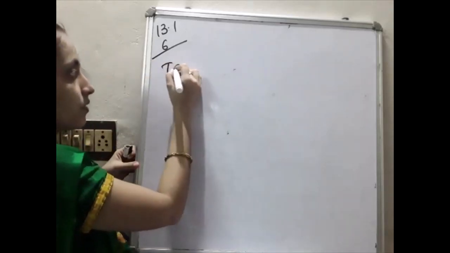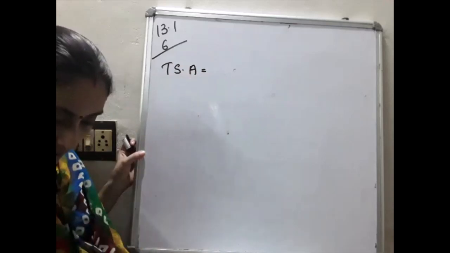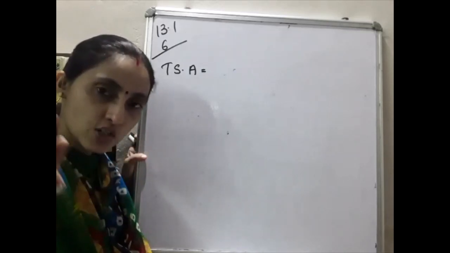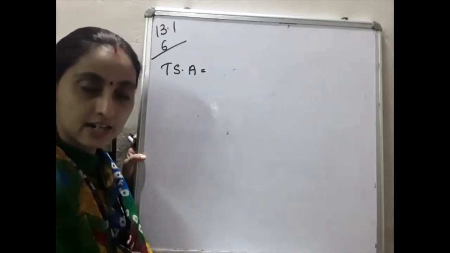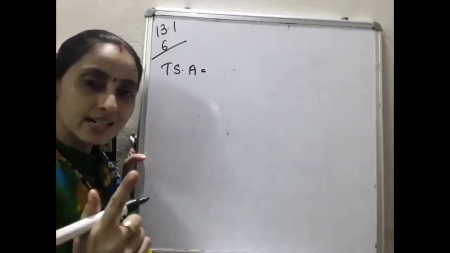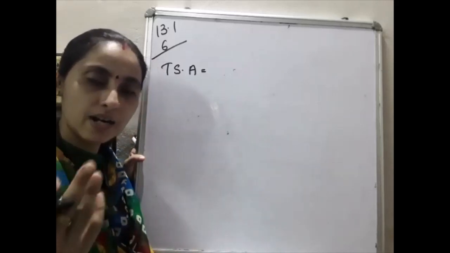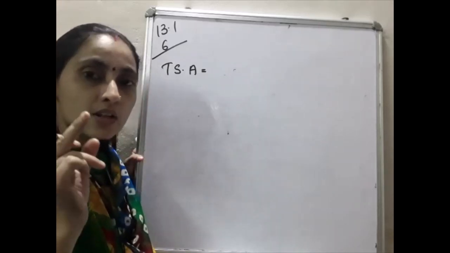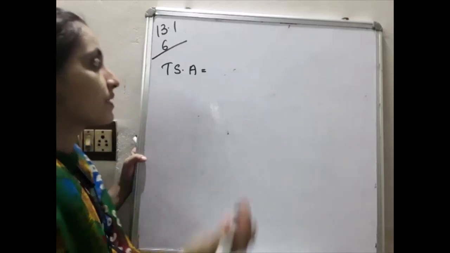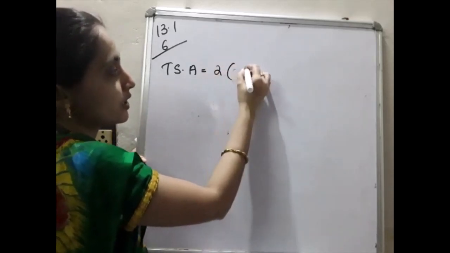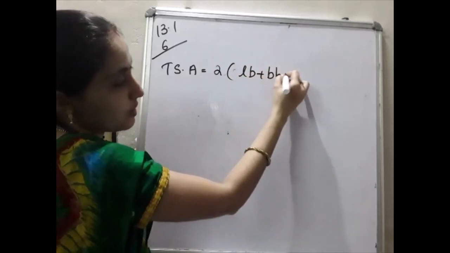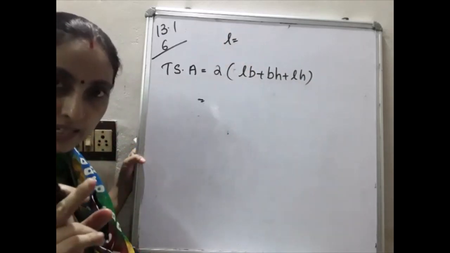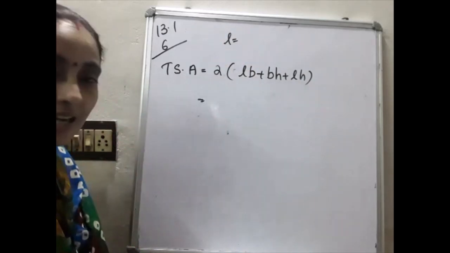So TSA. What is the formula of the total surface area? Which shape is this? If 3 dimensions are given, that represents length, breadth and height. So that represents a cuboid. If only one dimension is given, that represents a cube. If 3 dimensions are given, that represents a rectangular block or cuboid. Okay. What is the formula? 2 into (LB plus BH plus LH). Here the first one represents length, the second one represents breadth, and the last one represents height.